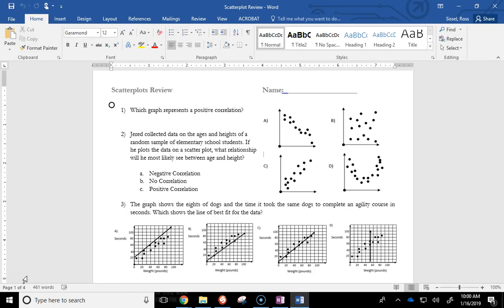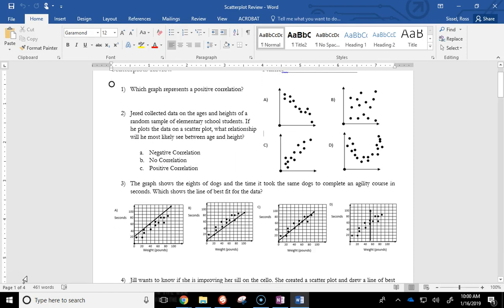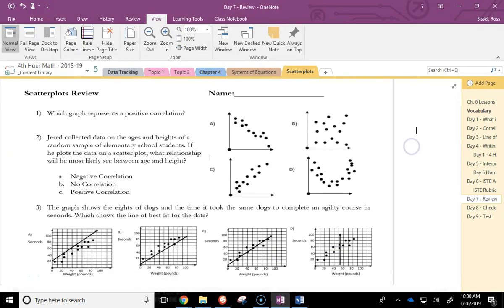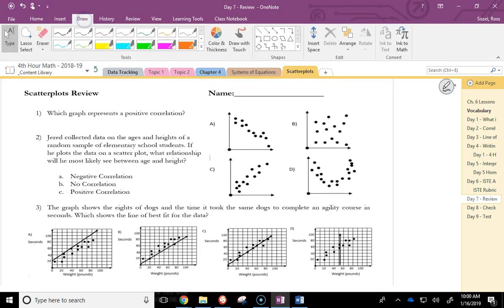Okay, on number 1, which graph represents the positive correlation? Dylan, what did you get for this, buddy? I got C. C. What is A? Negative. Good. Down and to the right, negative. What is B? No correlation.